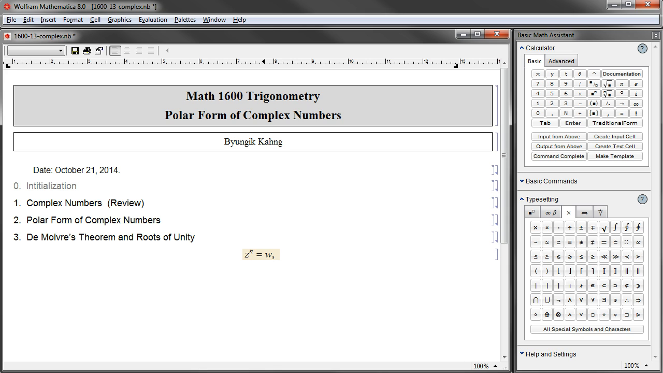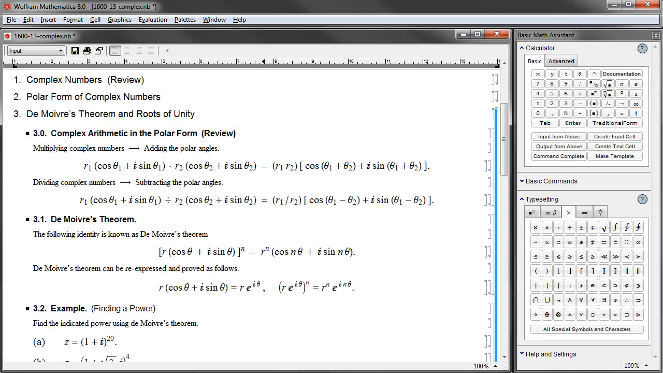Basically, what we want to do is find a general algorithm to solve complex equations of this form: z to the nth power is equal to w, where z and w are complex numbers. What do we use? We use the polar form and De Moivre's Theorem. The theoretical background for De Moivre's Theorem is this and that.